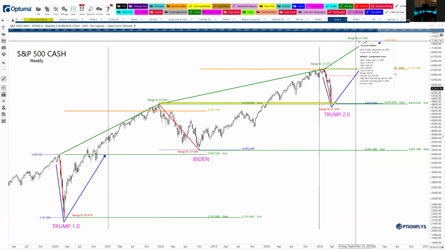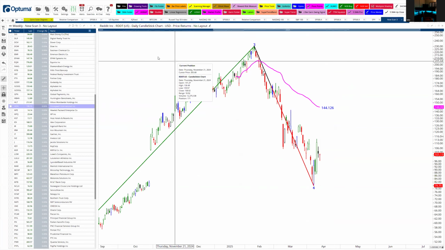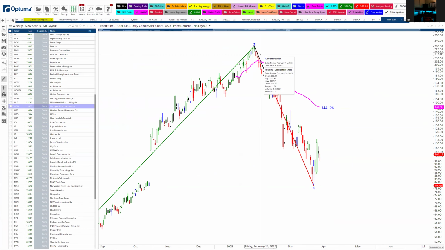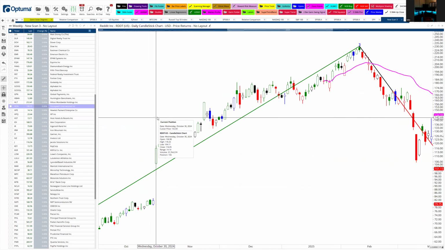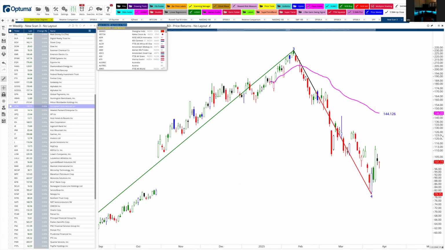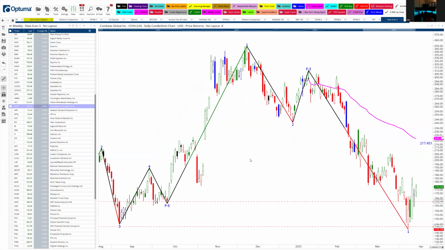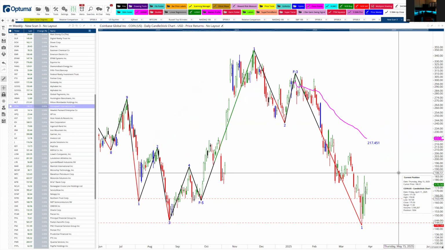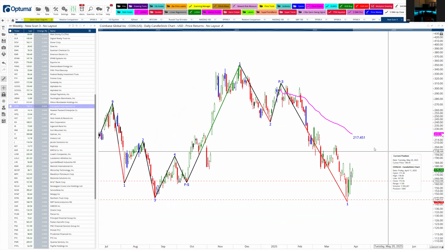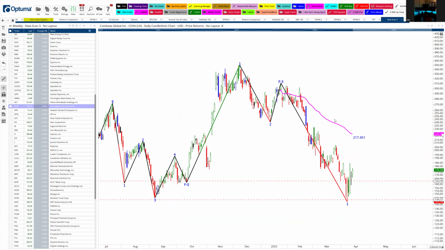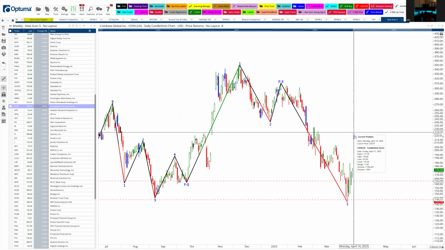Coin, same way, nothing. What was my job here? Please, down in one. Coin got hit hard, way harder than MSTR.